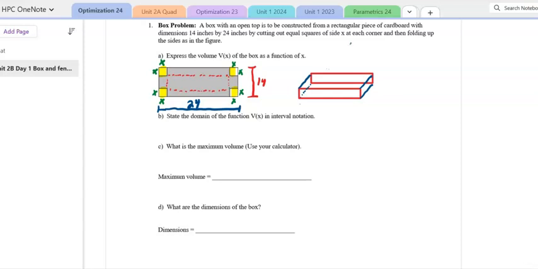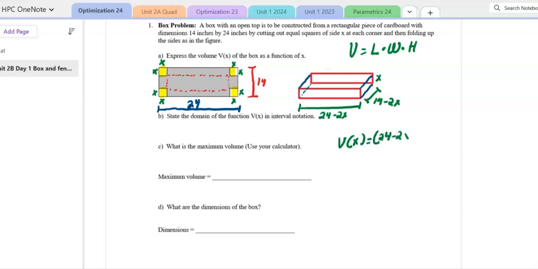So we know that the volume of a box is length times width times height. When you fold along the dotted lines after cutting out each little square, the height of the rectangular prism will be X. This dimension at the bottom of the rectangular prism will be 24 minus 2x. And then the width would be 14 minus 2x because you're cutting out x from each corner. So then the volume function for part A would be (24 minus 2x) times (14 minus 2x) times x. So that would be the answer to part A.